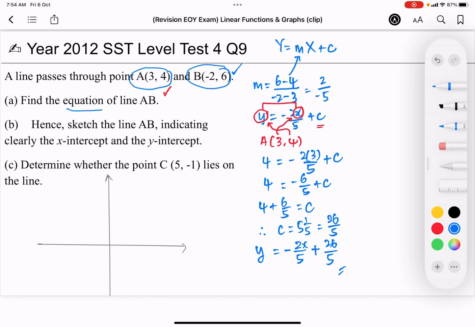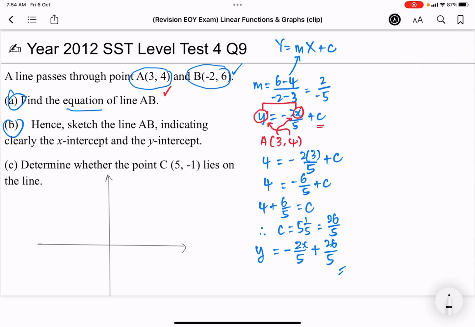That's the answer. Now, that is part A. In part B, we are expected to sketch the graph. Now, to sketch this, we already have information like the y-intercept, which is this value. And it means that down here, we could have 26 out of 5, okay? And then the next thing, what is our x-intercept and how does our line look like? Since this is a negative gradient, it means our line would be going down. So let's sketch the line first, right? Here it goes. So this is the line, and this would be our x-intercept.